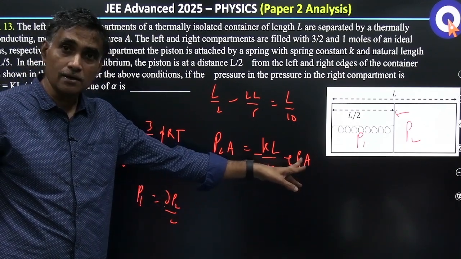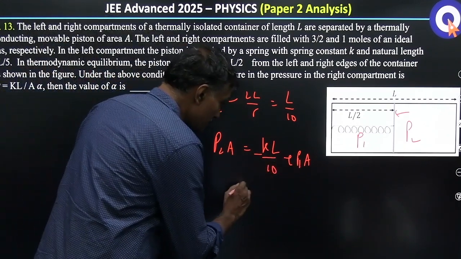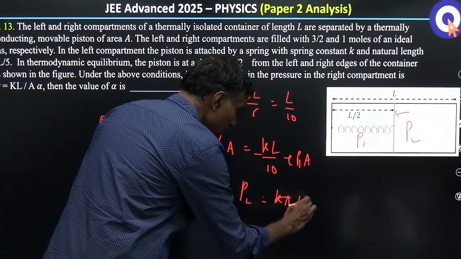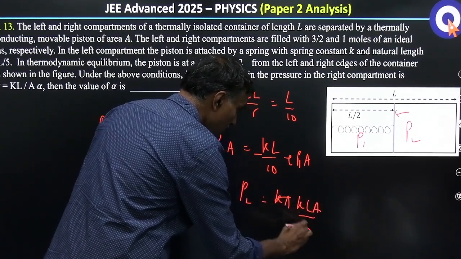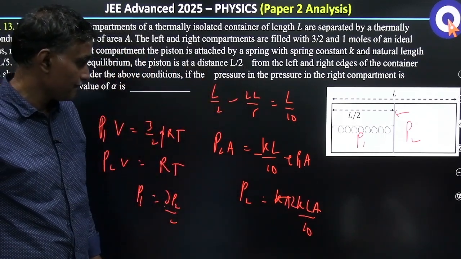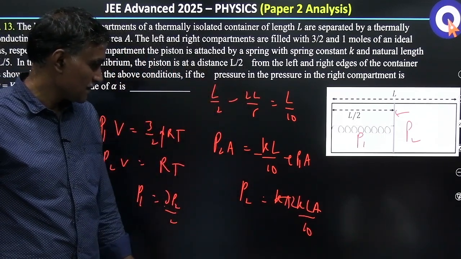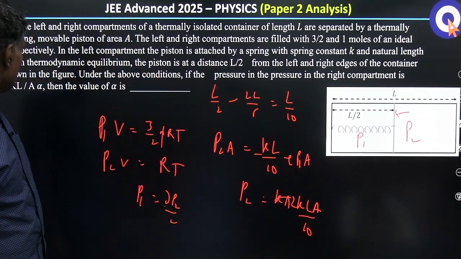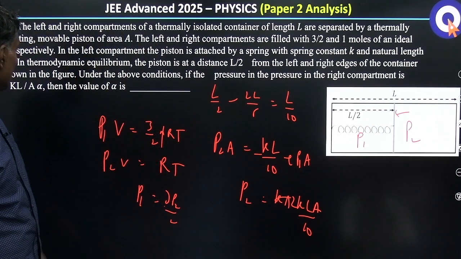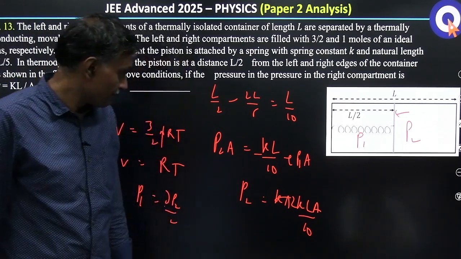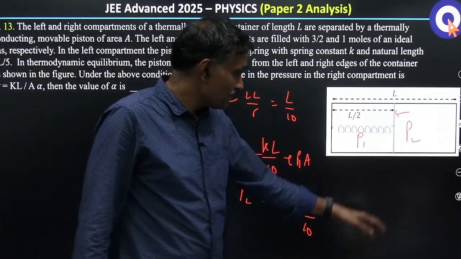Then what do you get here? P2 A by 2 equal to KL by 10. So what is P2? KL A by 10 into 2, that is KL by 5 into A. So if it is in the denominator, alpha equals 5. That's all. Okay, thank you.